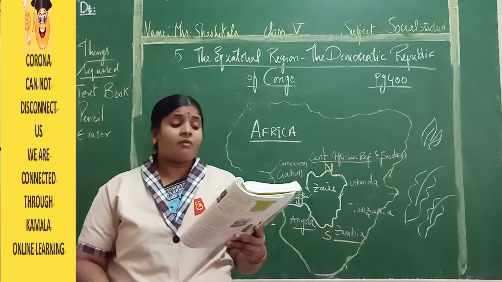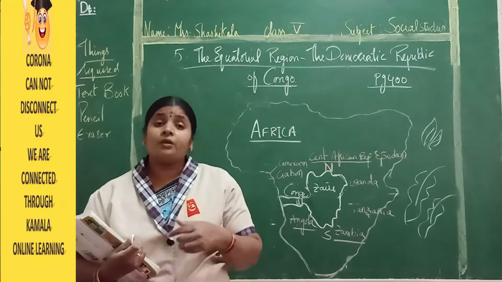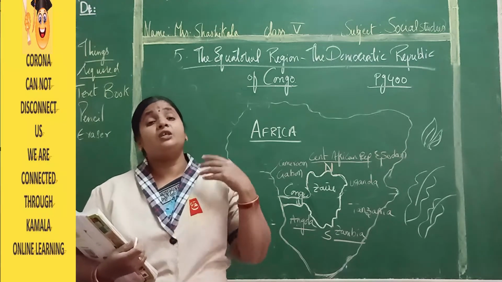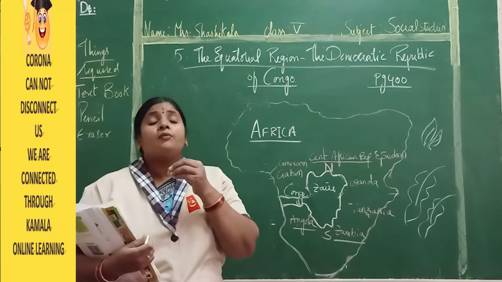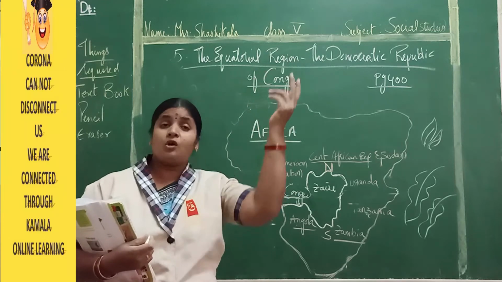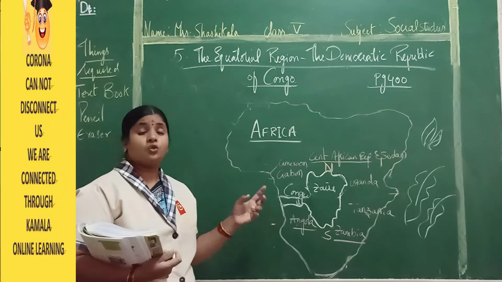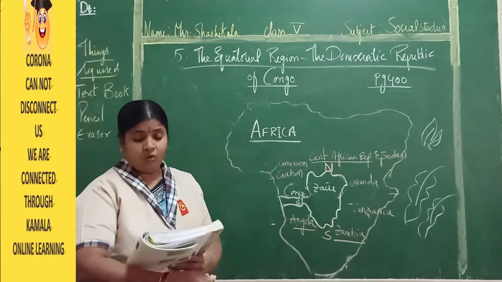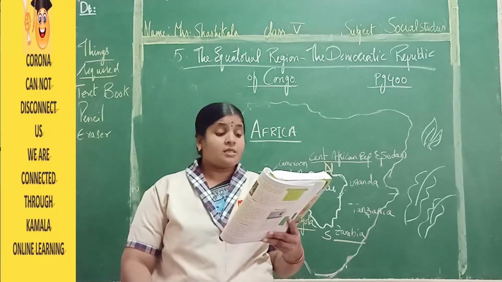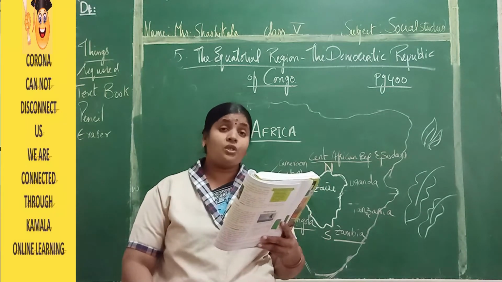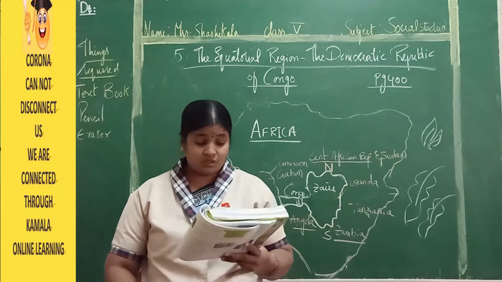The rivers of the DRC have a variety of fishes and dolphins. What is the aquatic animal of our country? The national aquatic animal of our country is the dolphin. Mostly we can find this in the river Ganga in the north. In the same way, here we can observe dolphins mostly in the Congo region. And it is a home to alligators and crocodiles. So, Congo is very beautiful. In the same way, it is very dangerous also.